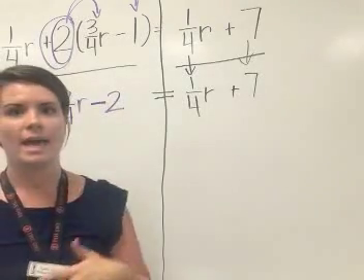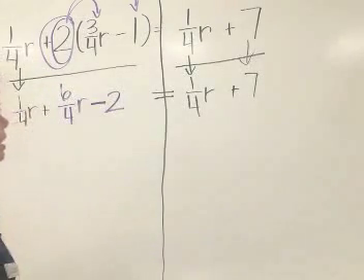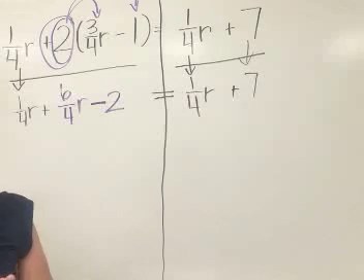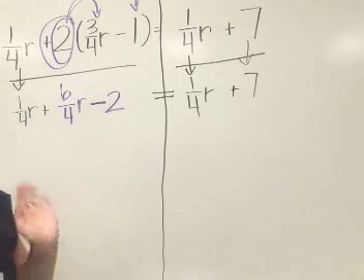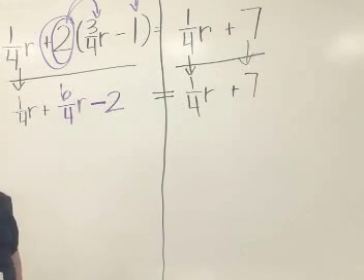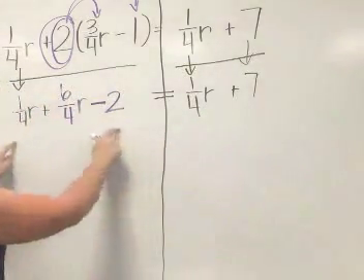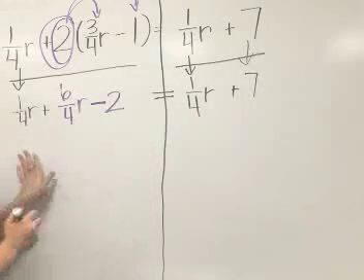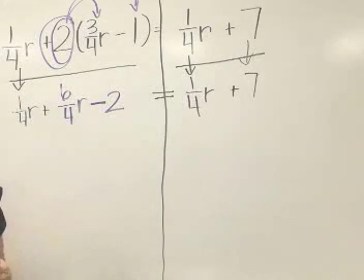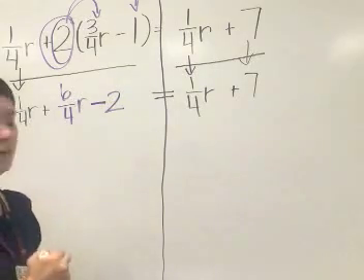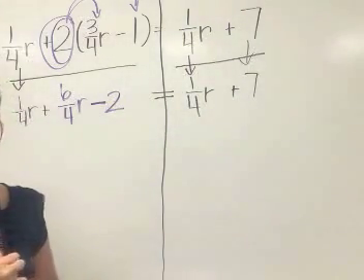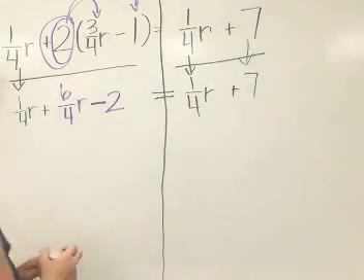Alright, so now what's my next step in my song? It is, can I combine like terms? And I always want to combine like terms on the same side of the equal sign. So can I combine anything on this side of the equal sign? No. Can I combine anything on the left side of the equal sign? Yes. I can combine 1/4 r with 6/4 r on the left side of my equal sign.